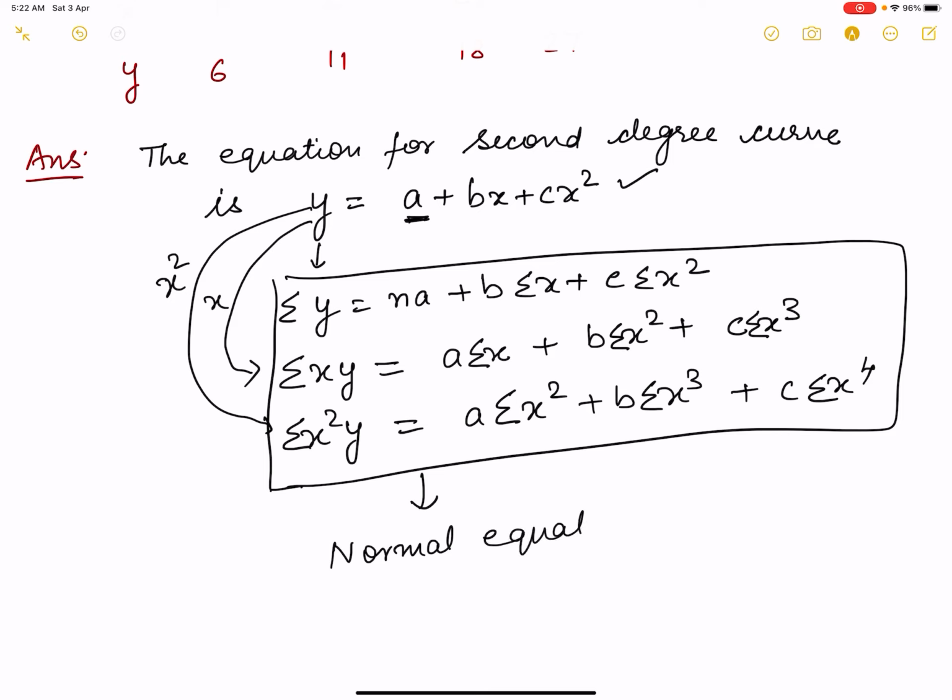We have to use these equations, that is put the values and get the values for a, b and c. We'll put these values of a, b, c in the equation of second degree parabola and get the answer.